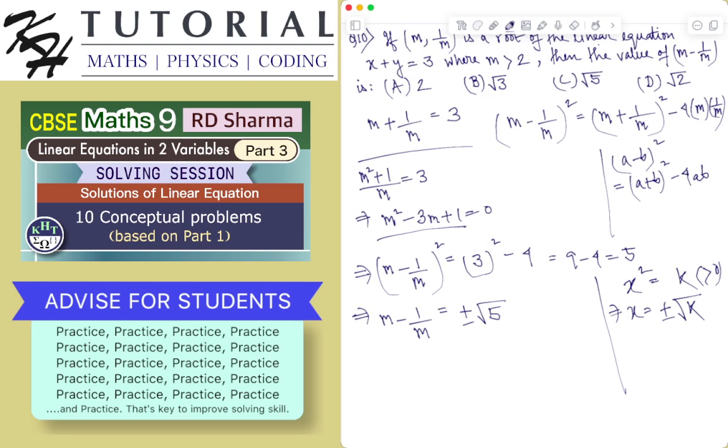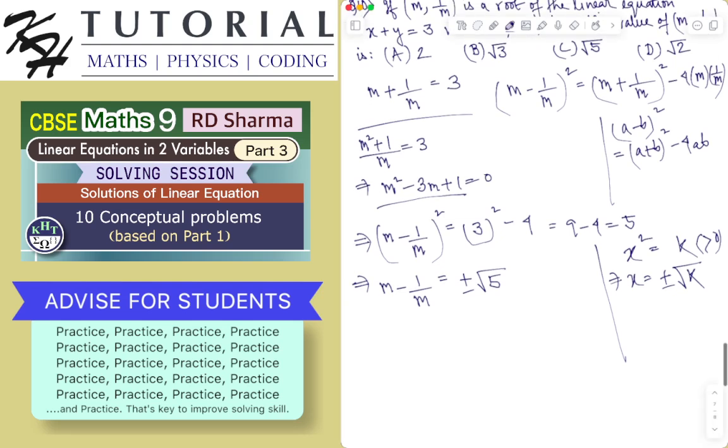Okay, now, so we are getting two solutions, that is m minus 1 by m could be square root of 5, or it could be negative of square root of 5. Now, we have to select one. Can m minus 1 by m be negative if m is greater than 2? See, it is given m is greater than 2. This implies we can clearly say that 1 by m will be less than 1 by 2.